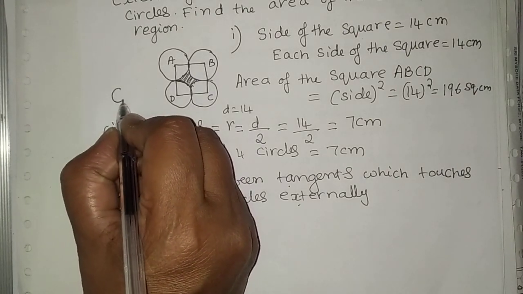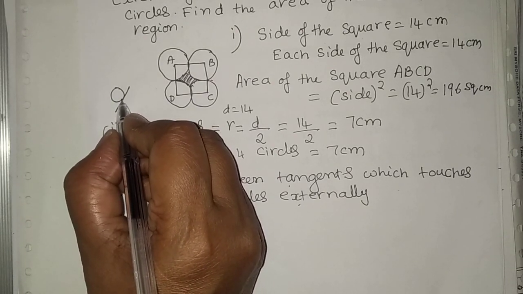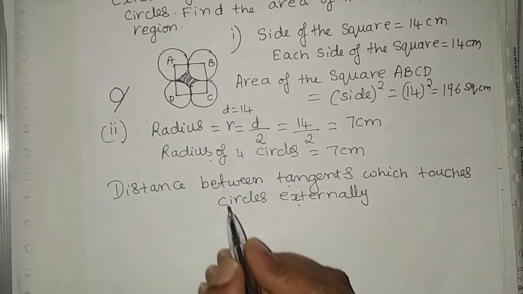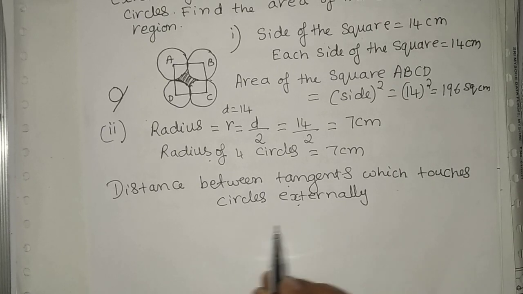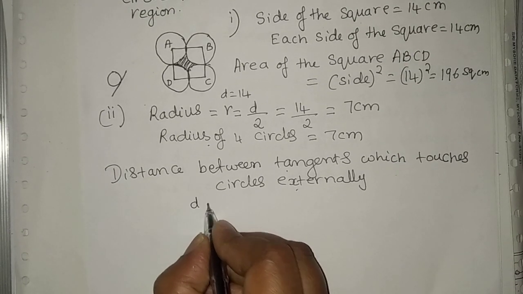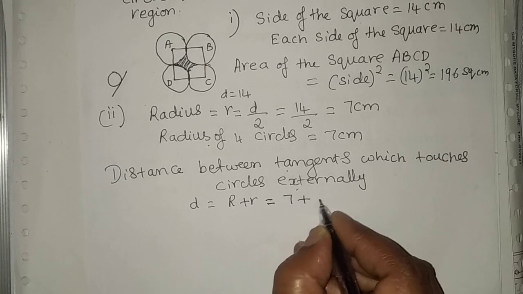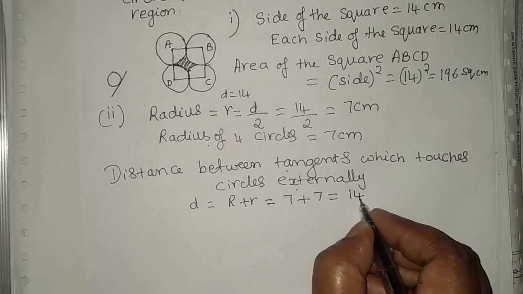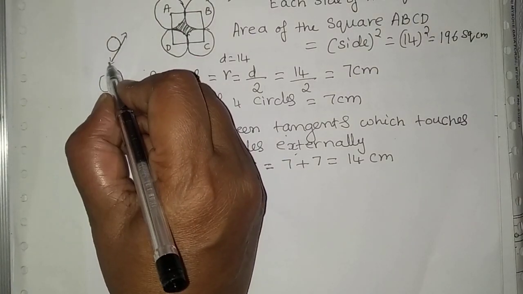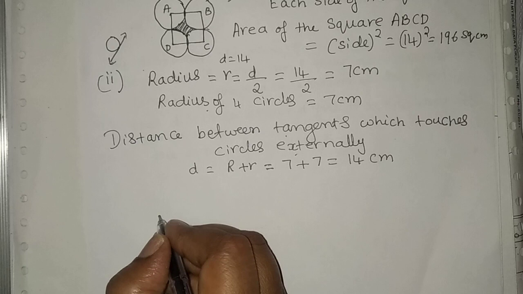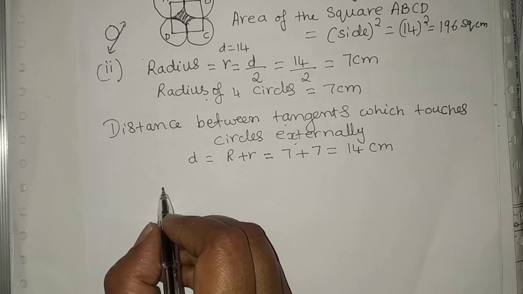Tangent means, this is a circle, and a line which touches the circle at one point is called a tangent. So this is a tangent. The distance between the circles which touch externally is d equals R plus r. R is 7 and small r is also 7, which is equal to 14 centimeters. So after finding this d, that is radius plus radius.